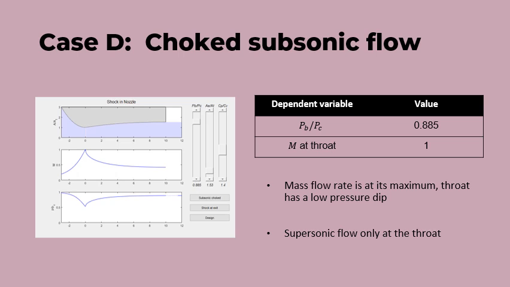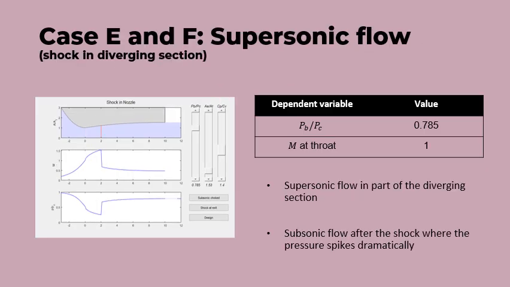Now we decrease our pressure ratio further to 0.885, yielding a choked subsonic flow. The Mach at the throat reaches 1 from subsonic speeds, and the mass flow rate has reached its theoretical maximum. We can observe that there is a low pressure dip at the throat, after which it decelerates again to subsonic speeds. The pressure ratio is further reduced to 0.785, where a shock wave is generated in the diverging section of the nozzle.